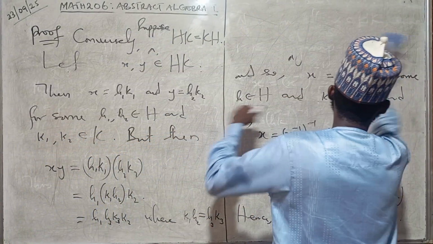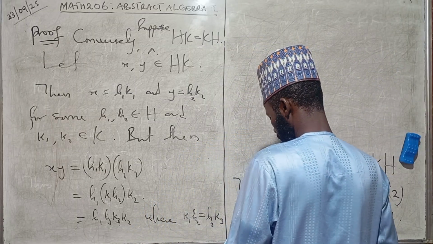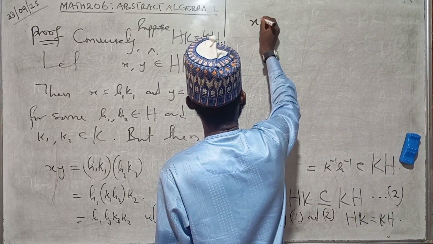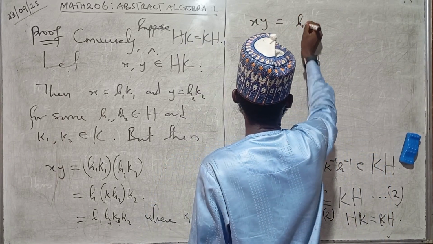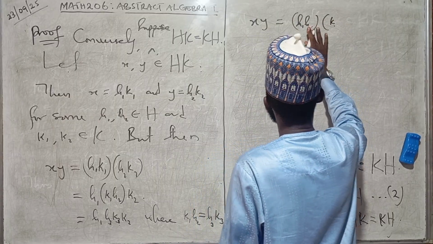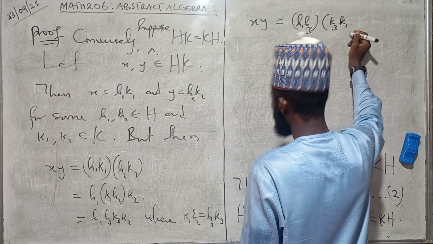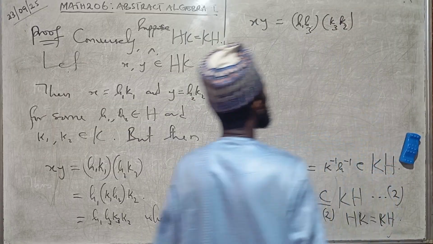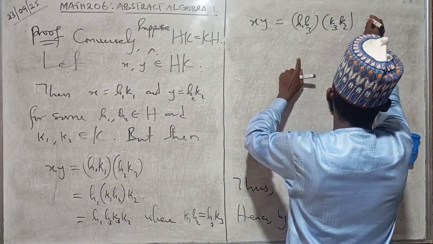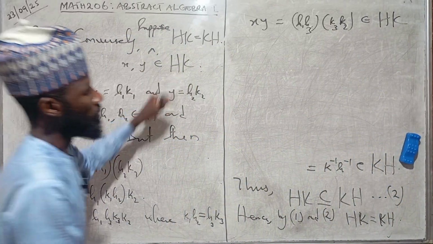And then we have, therefore, xy is equal to h1 h2 h3 k3 k2. But this is an element in H and this is an element in K, so this will be in HK, meaning HK is closed under the binary operation.